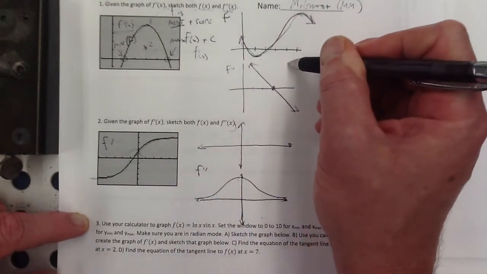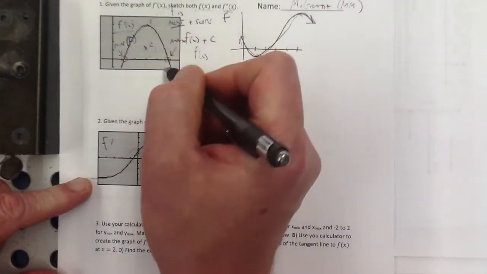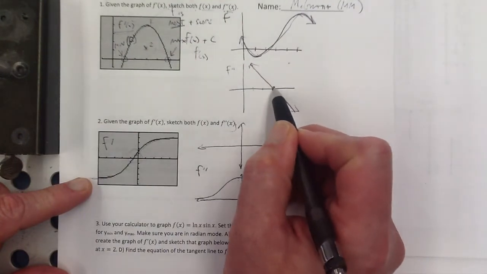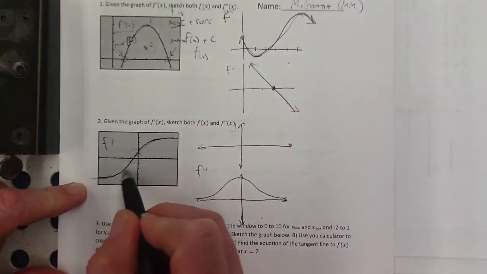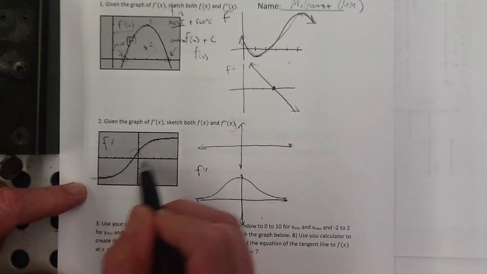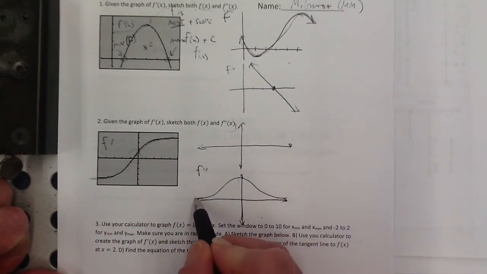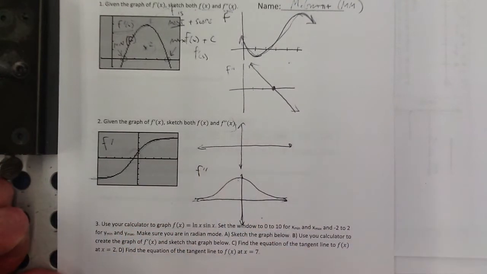Now in this one, the first thing I looked for was a maximum or minimum, because that told me where the slope was 0. And this doesn't have any maximums or minimums. It has places where the slope is close to 0, but there are no maxes or minimums, and that corresponds to this not crossing the axis.